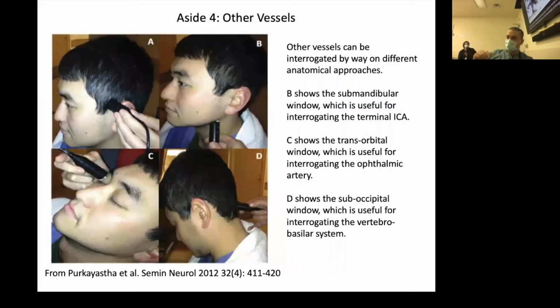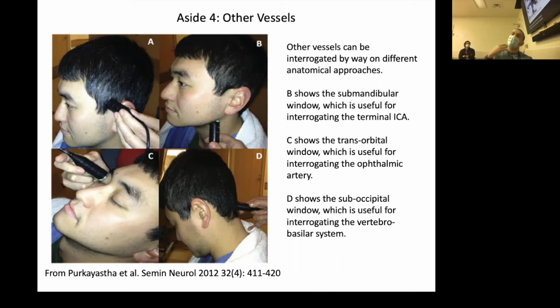As I alluded to before, the MCA is for the most part where the money is at, but there are definitely other areas that you can insonate and are certainly important for different types of physiology. For example, if someone presented with locked-in syndrome, you might be curious: is there a big thrombus sitting in the vertebrobasilar system? You can interrogate that by a suboccipital approach, insonating through the foramen magnum and looking at the basilar artery.